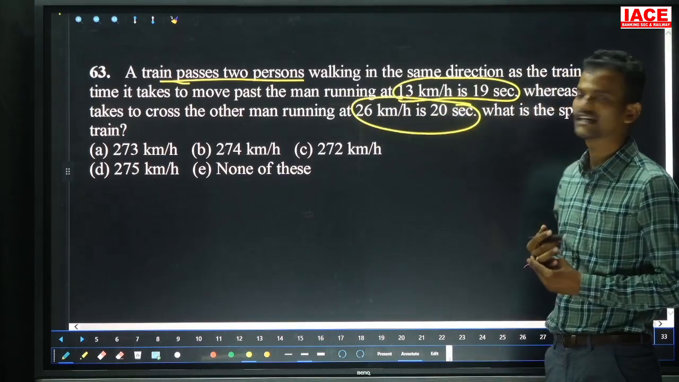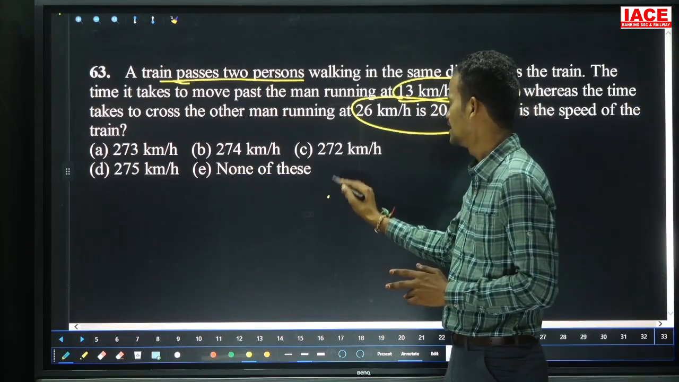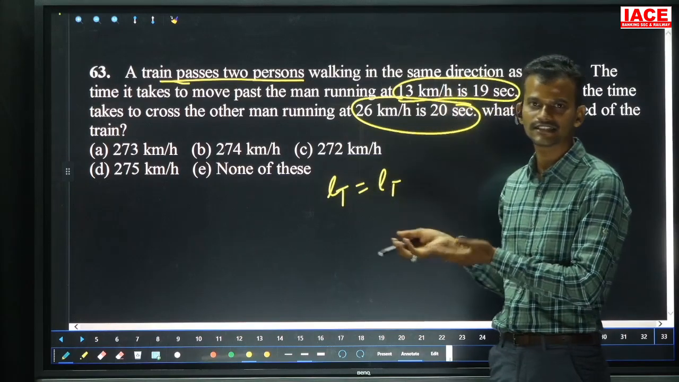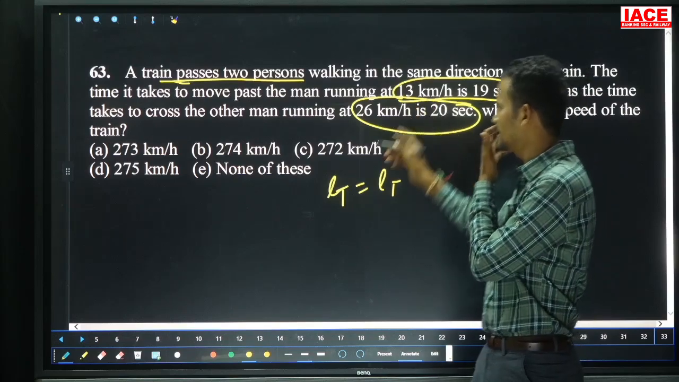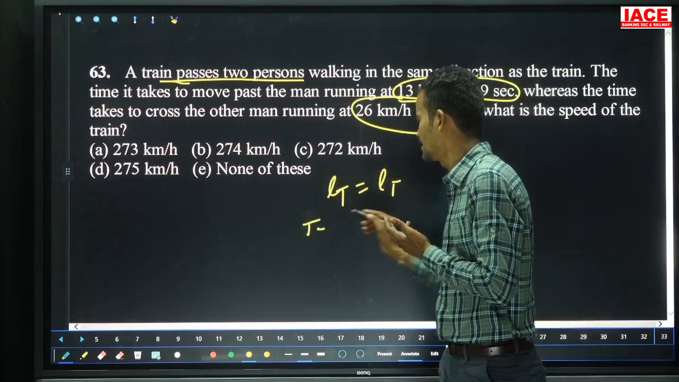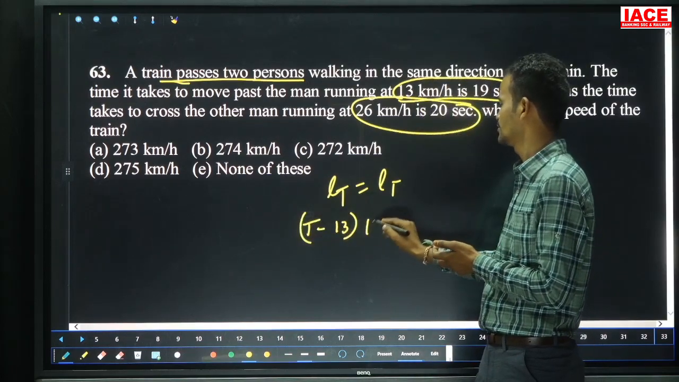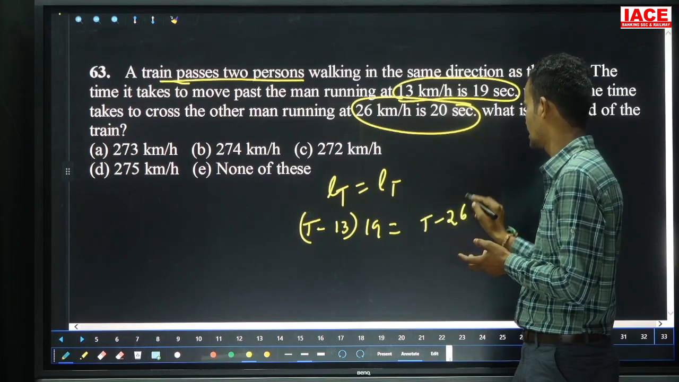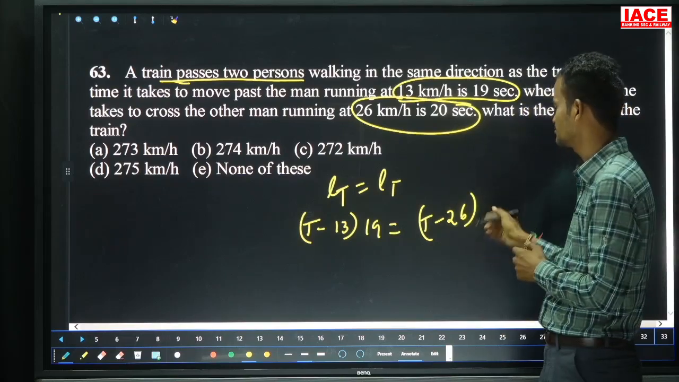What is the speed of the train? In both cases it is the same train, which means the length of the train is the same, sir. Length is nothing but distance. Distance is nothing but speed into time. Here, what is the speed of the train? I don't know. (t minus 13), because both are traveling in the same direction, into 19 is equal to (t minus 26) in the second case. In the second case also the train is crossing the second person, both moving in the same direction, so minus, into 20.